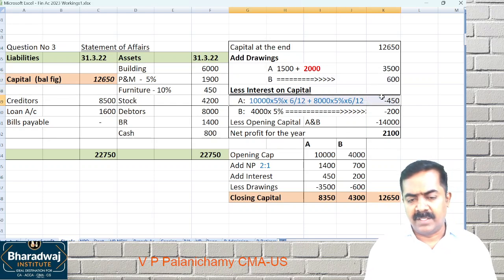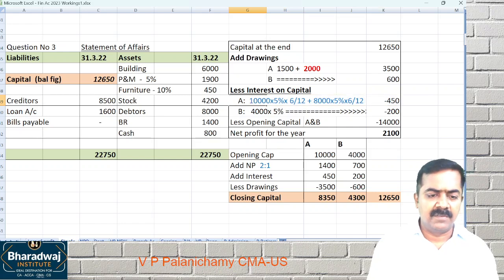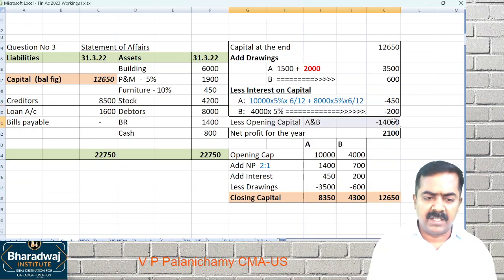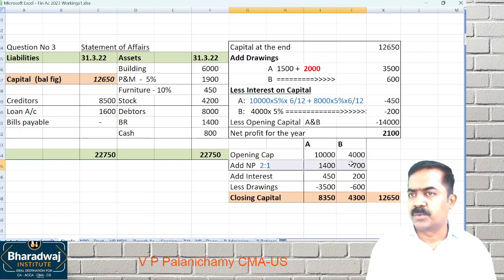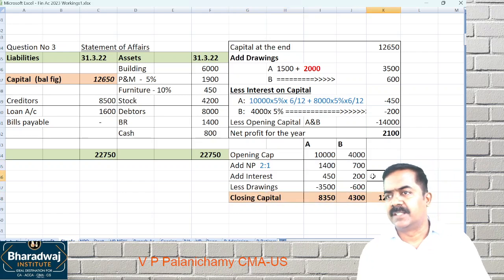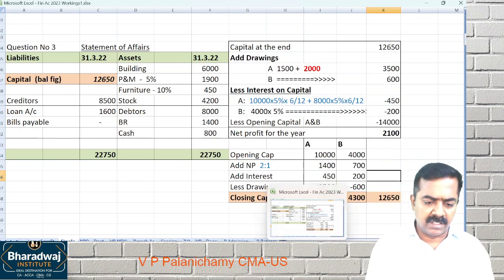This problem was most important and repeated also in the exam. Capital was withdrawn, so 6 months on the opening balance, minus capital taken back, the remaining 6 months we provided 8,000 into 5% into 6 by 12. Other partner, minus the opening capital, will give us net profit for the year. That is shared in 2:1 ratio. We reconciled our answer also. Like this, we have done under the statement of affairs method. Now come to your revision material.